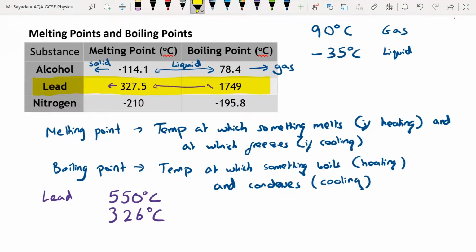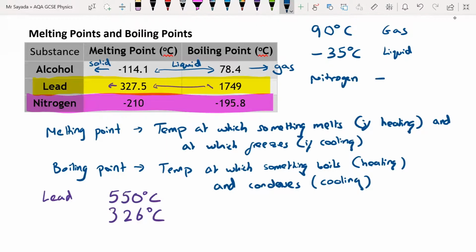Let's now have a look at nitrogen. So if I have nitrogen, and my nitrogen is at a temperature of minus 194 degrees Celsius, what state of matter will it be in? Say your answer to the video now. You should have said that it will be a gas, because minus 194 is hotter than minus 195.8. So it's above the boiling point. It will therefore be a gas.